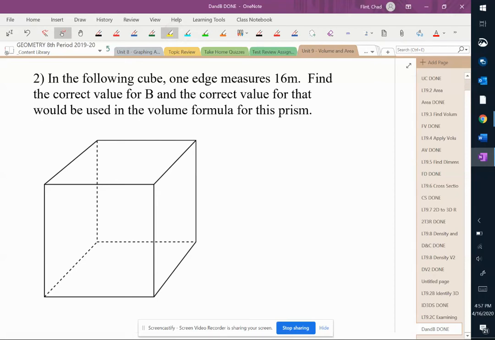All right, so it says this thing's a cube. That means that every single dimension on this thing is the same and they're all squares. So it says one edge is 16. So 16, 16, 16. Every single one of those sides is 16.